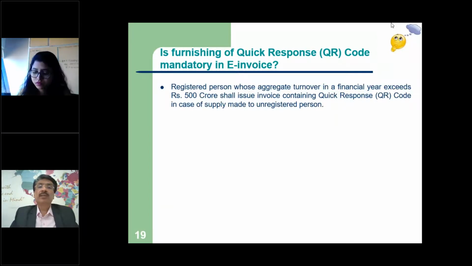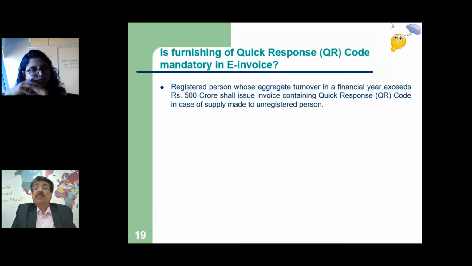Is furnishing of quick response code mandatory in e-invoice? The registered persons whose aggregate turnover in a financial year exceeds 500 crores shall issue invoice containing the QR code in case of supply made to unregistered persons. So if a registered person having turnover exceeding 500 crores is issuing an invoice to an unregistered person, basically it is talking of B2C supplies, then a QR code will have to be generated by the person issuing the invoice.